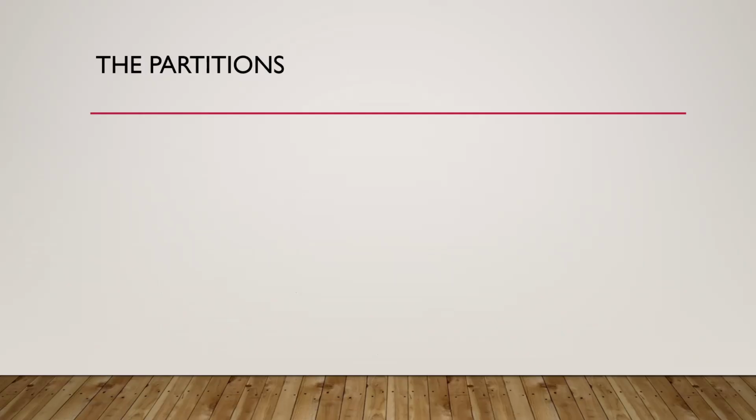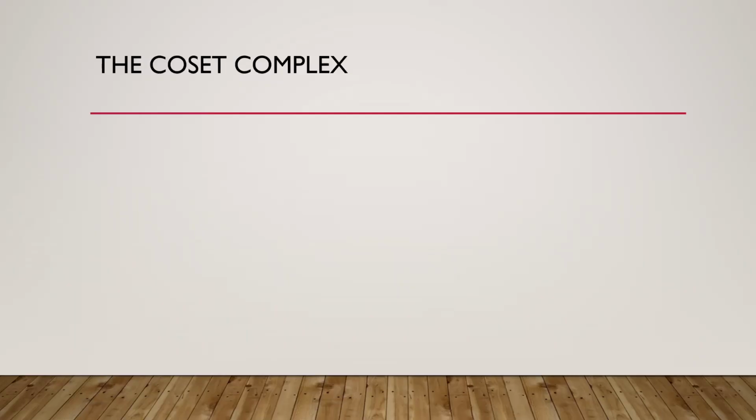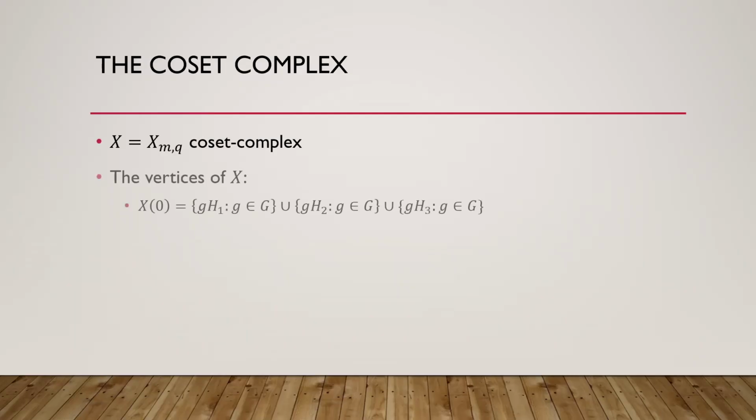Good. So our partition, we're going to use left cosets. Just to remind you, a left coset G times Hi is taking all the elements in Hi and multiplying them on the left by G, and this forms our partition. I'm not sure this is a very helpful example, but if we have this matrix, then its left coset is going to look like H1 here, but with minuses on some of the diagonal. So in any case, our coset complex X, parameterized with m and q, the vertices are just going to be the cosets in the three partitions.